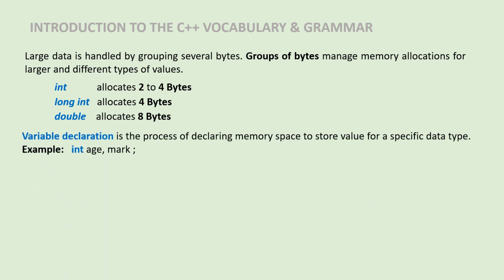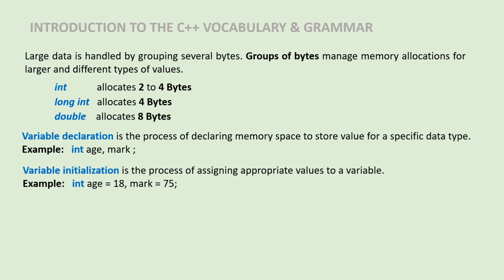Variable declaration is the process of declaring memory space to store value for a specific data type. For example, int age, mark. Here two variables of data type integer are declared. The variables are named age and mark. Variable initialization is the process of assigning appropriate values to a variable. For example, int age equals 18, mark equals 75. Here we initialize variable age with value 18, and the variable mark with value 75.